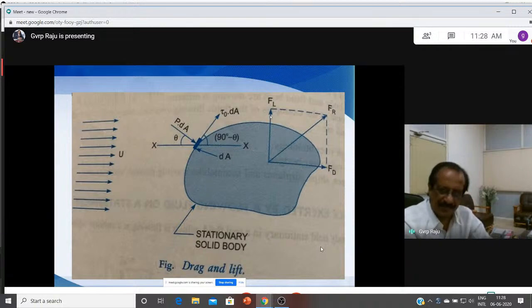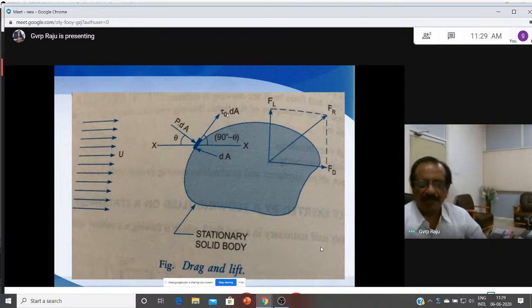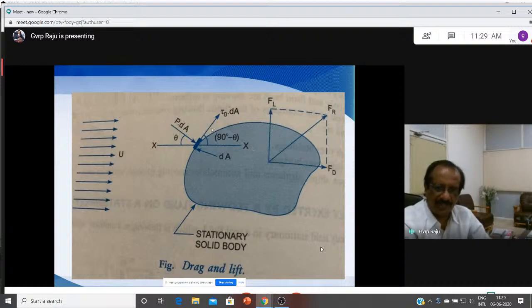The pressure force is negative here because it is acting downward, and next take the shear force in the direction normal to the motion, in other words, the vertical direction. So tau 0 into dA, and the angle is sin 90 minus theta here, which is equal to cos theta. So tau dA sin 90 minus theta is the shear force in the vertical direction.